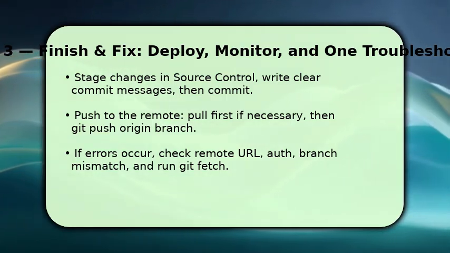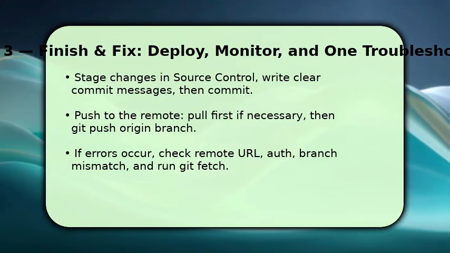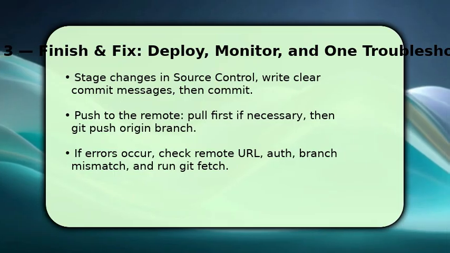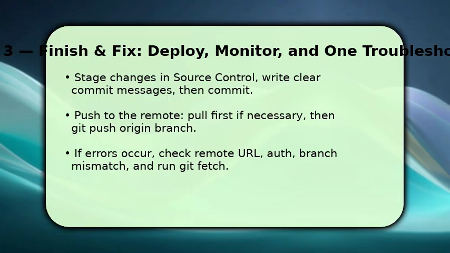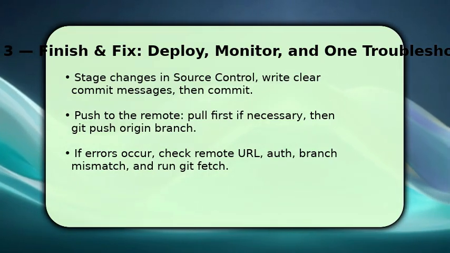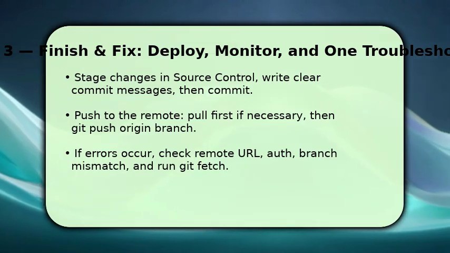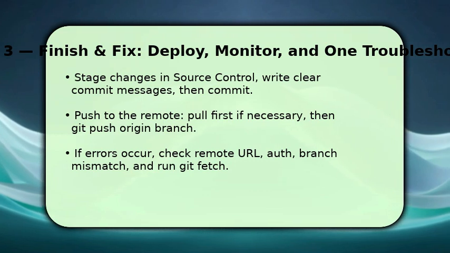This avoids conflicts. If VS Code shows authentication or push errors, recheck the remote URL and your active credential method. Often the SSH key isn't loaded or the token expired. One key troubleshooting tip: run git fetch and git status in the integrated terminal to see upstream mismatches before forcing any merges or resets.